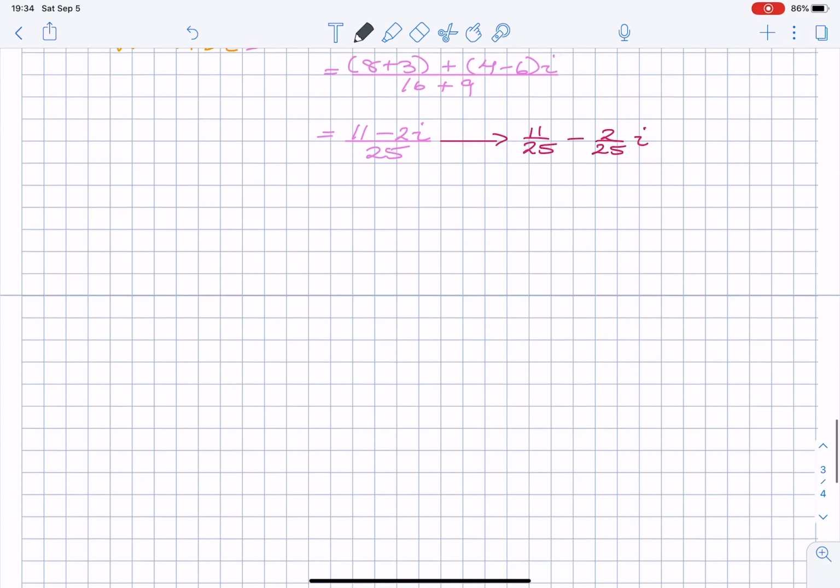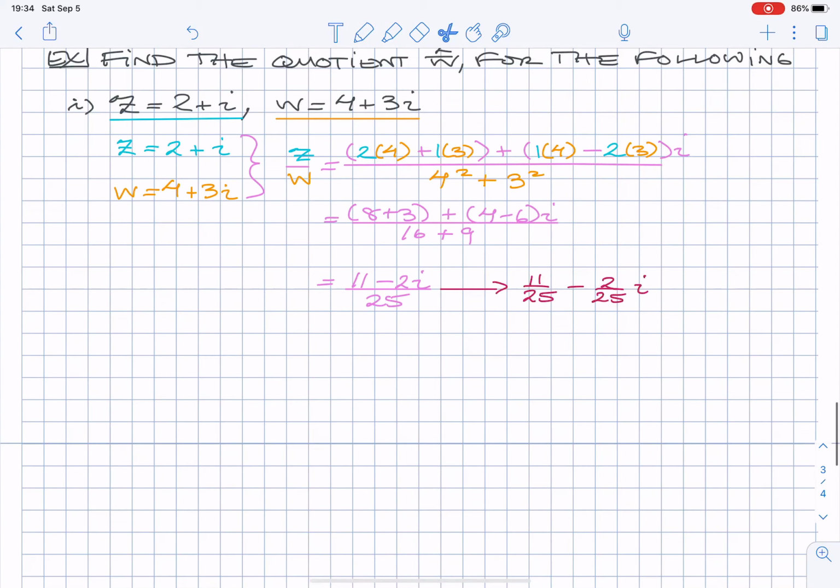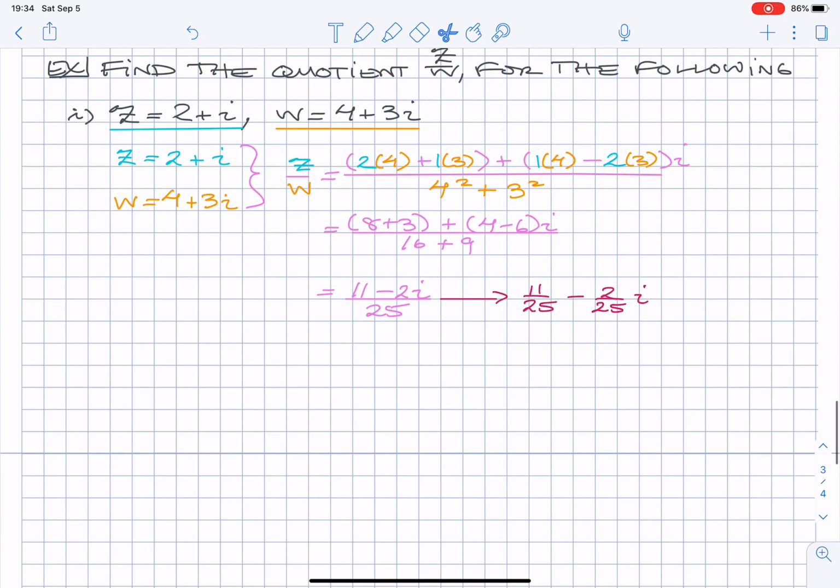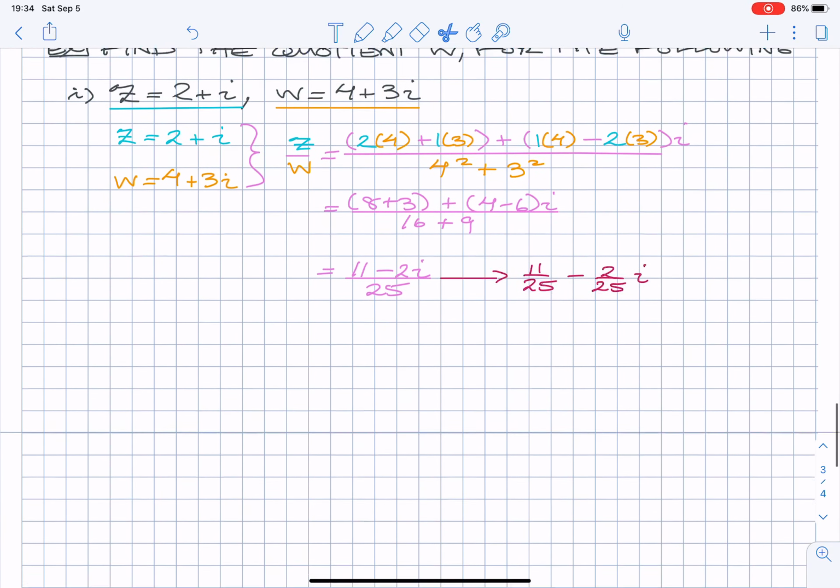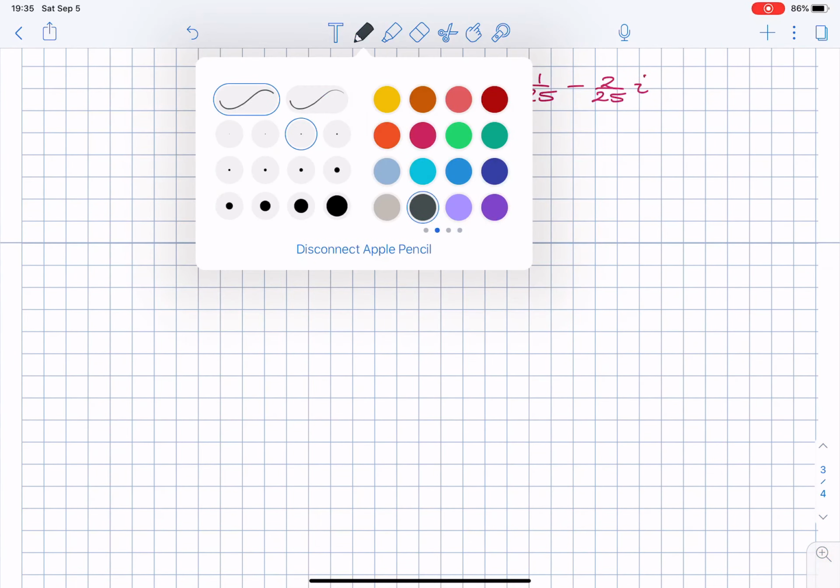Don't really have, do I have enough room? I don't know. Yeah, I think I'm going to go down to the next page for part 2. So subscript number 2.